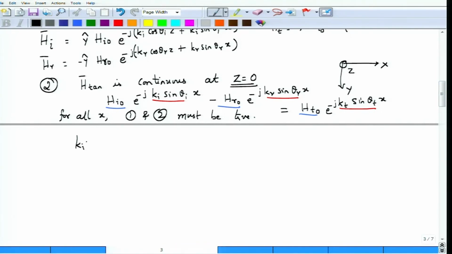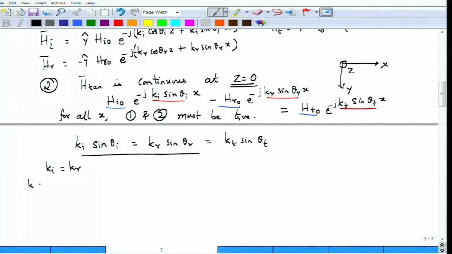Let's first write down the fact that the phase terms must be equal to each other. So you have k_i sin theta_i is equal to k_r sin theta_r, which must be equal to k_t sin theta_t. Consider first this equation where k_i sin theta_i is equal to k_r sin theta_r. If you observe carefully, you will see that the magnitude of k_i must be equal to the magnitude of k_r. Why is that so?